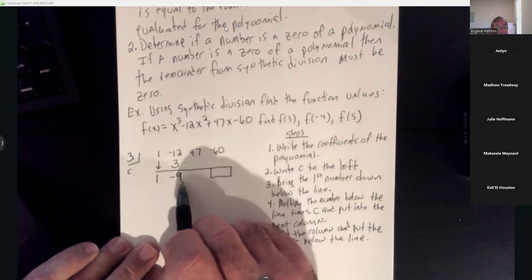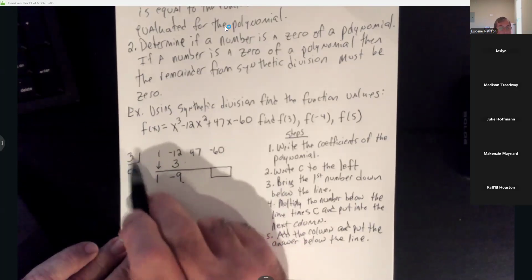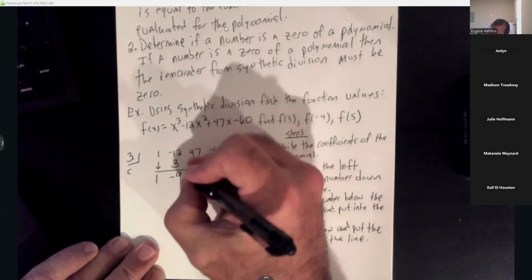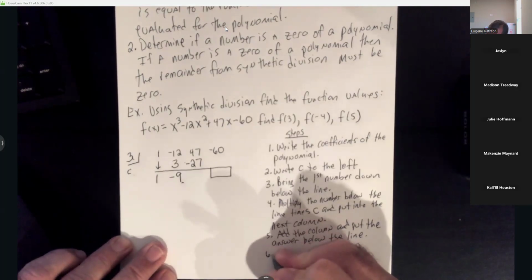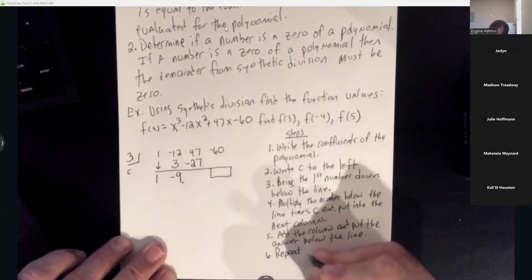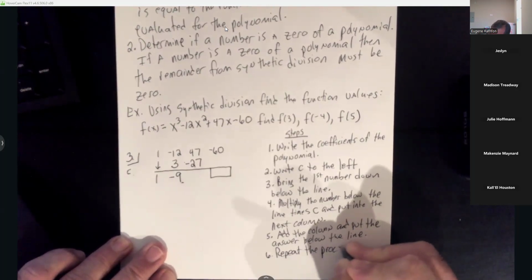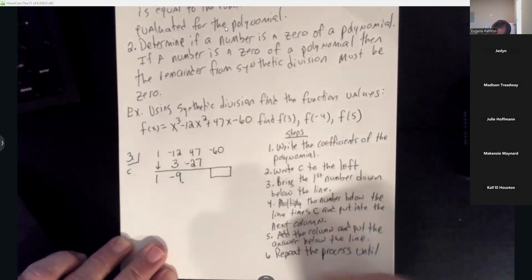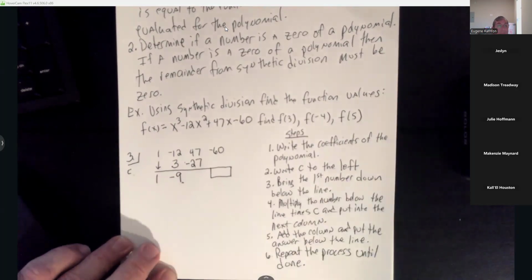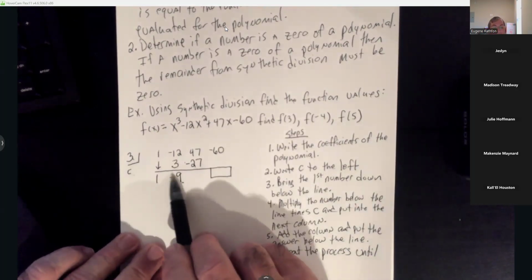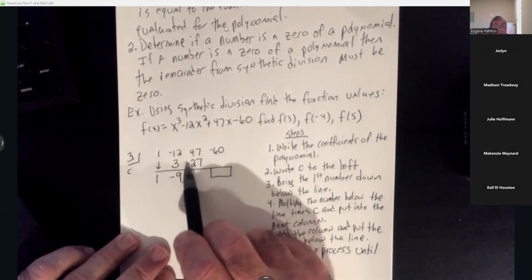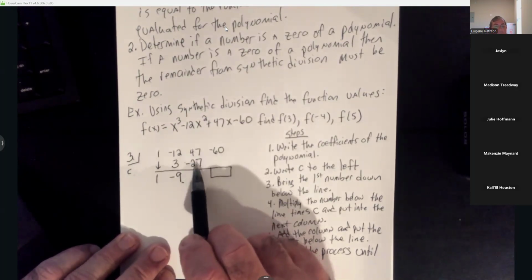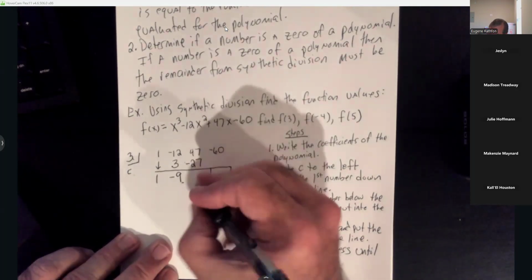Now we're going to repeat the multiplying. We're going to take this negative 9 times 3. So negative 9 times 3 is a negative 27. So right now, all we're doing is repeating the process until done. Now watch this. This number's below the line now. I multiplied by 3 to get my negative 27. Now we're going to add this up. 47 and negative 27 give me a positive 20.